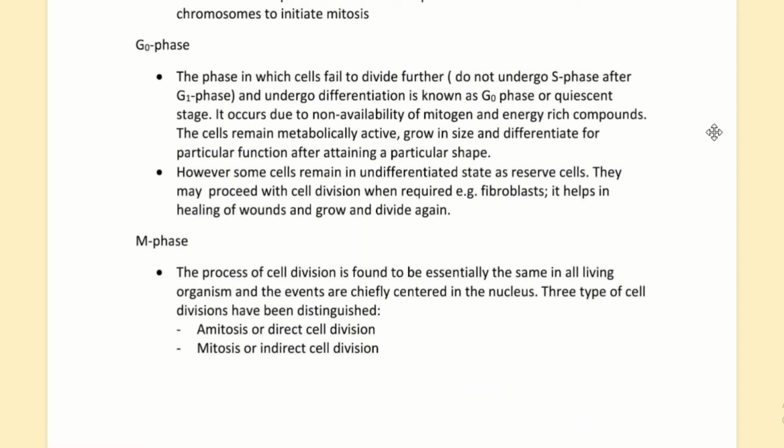G0 phase, the phase in which the cell fails to divide further and does not undergo S phase after G1 phase and undergoes differentiation, is also known as G0 phase or quiescent stage. It occurs due to non-availability of mitogen, an energy-rich compound. The cell remains metabolically active, grows in size and differentiates for a particular function after attaining a particular shape. However, some cells remain in undifferentiated state as reserve cells. They may proceed with cell division when required. For example, fibroblasts help in healing of wounds and grow and divide again.